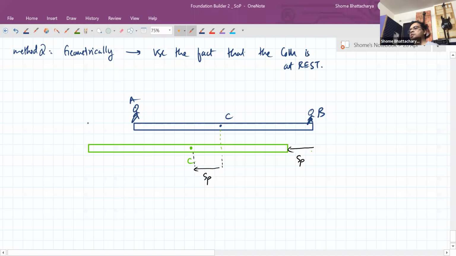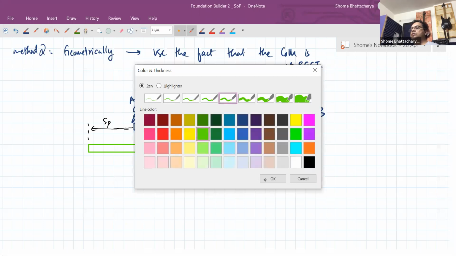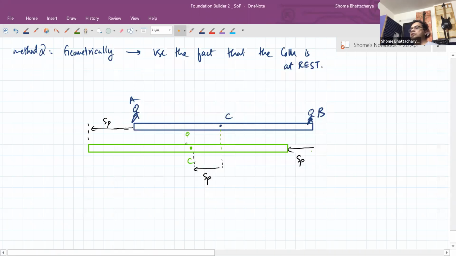Which is the same thing as this one. Okay. So if this has a magnitude of S_P, now where are A and B located in this diagram? They have both met at the center only. So wherever the original center of mass was, now the new center of mass is at the same position. The center of mass is not shifted. So we are using this fact that the center of mass is not shifted.